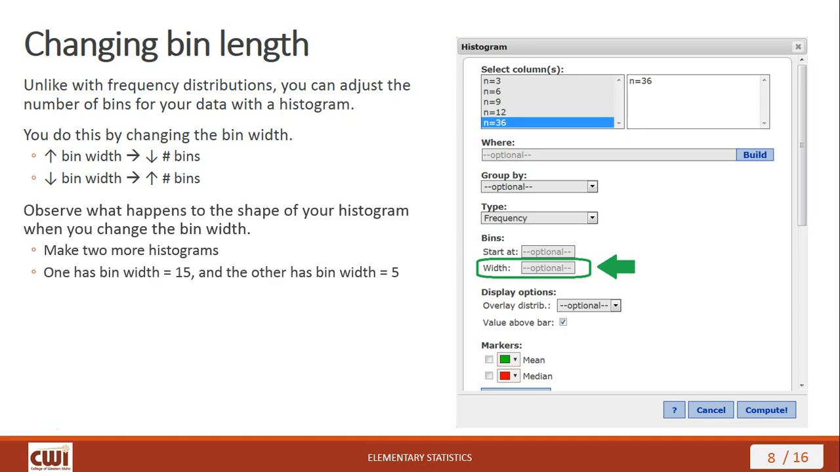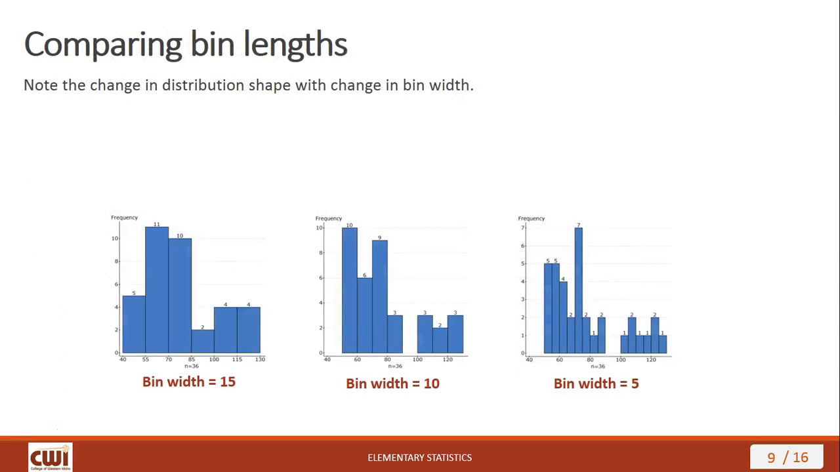Okay, welcome back. I hope you made your histograms. We're now ready to go on to the next step, to compare what changing the bin width or length does to the actual histogram itself. So here are our 3 histograms. The one in the center with the bin width of 10 is the one that StatCrunch produced by default. The ones on the ends, with a bin width of 5 and a bin width of 15, are the ones that you were asked to produce.